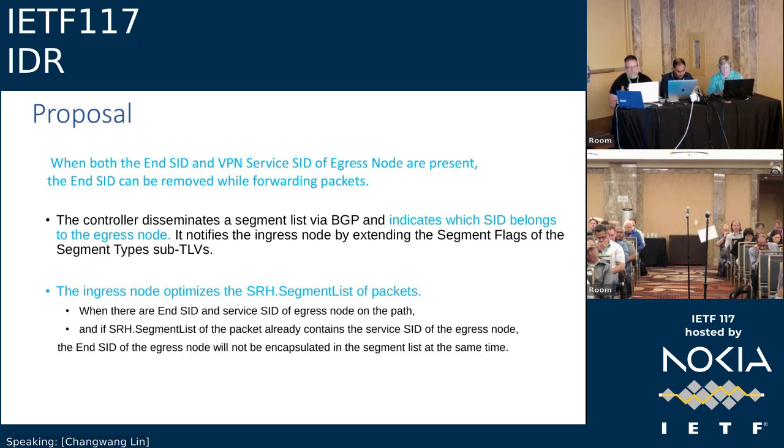The controller distributes a segment list via BGP and indicates which SID belongs to the egress node. It notifies the ingress node by extending the segment flag of the segment type sub-TLV, and the ingress node optimizes the SRH of the packets. When there are an End SID and a service SID of the egress node on the path, the SRH of the packet already contains the service SID of the egress node.